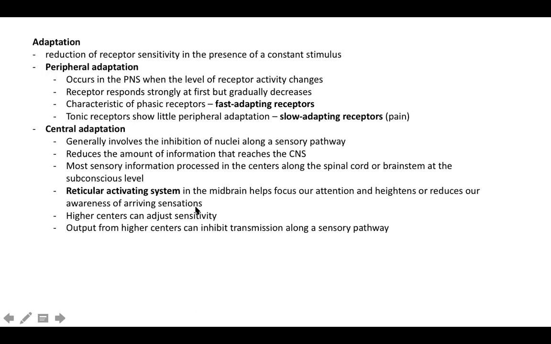With peripheral adaptation, this occurs in the peripheral nervous system at the receptor level. Okay, so this is where we're talking about the phasic receptors and the tonic receptors. So the phasic receptors have a faster adaptation. Okay, so this adapts fairly quickly to the stimulus. So we call them fast adapting receptors. The tonic receptors show little peripheral adaptation. Okay, so it doesn't, or it's slower at adapting.